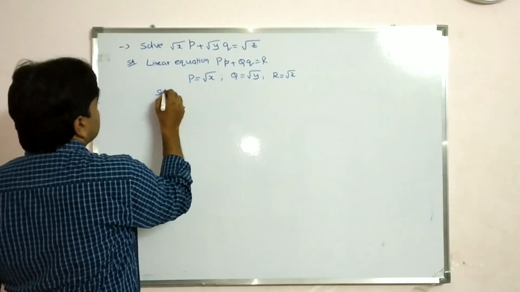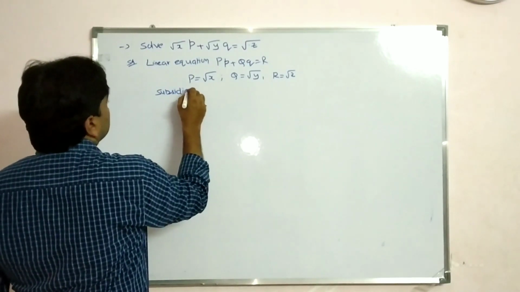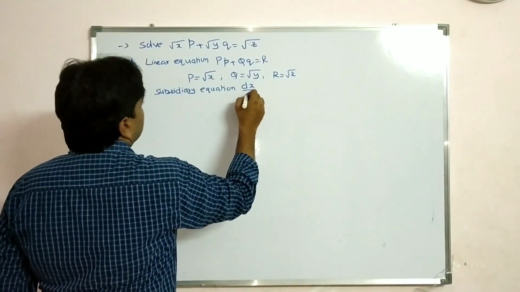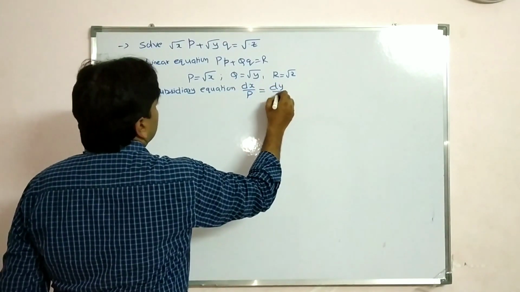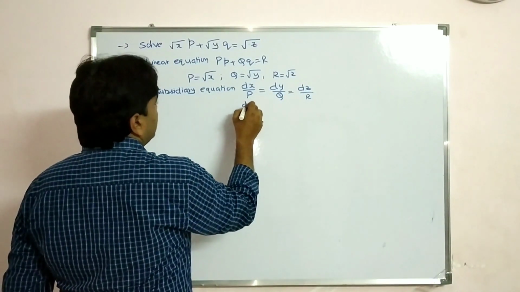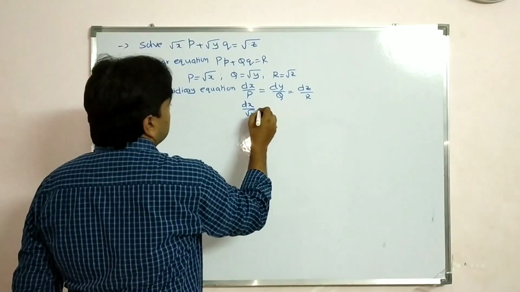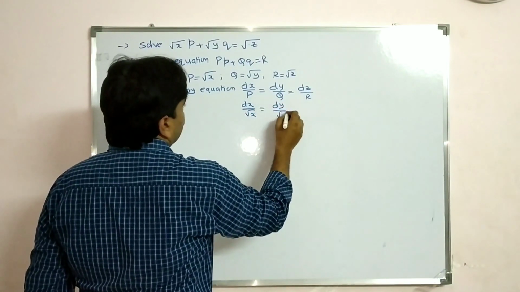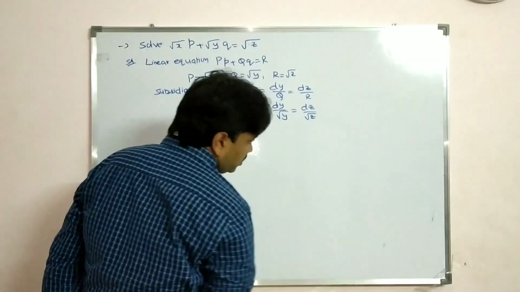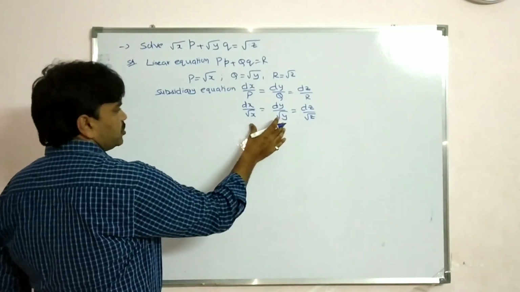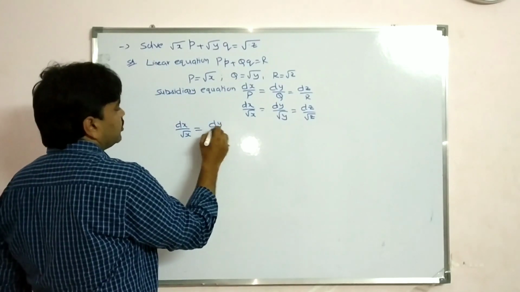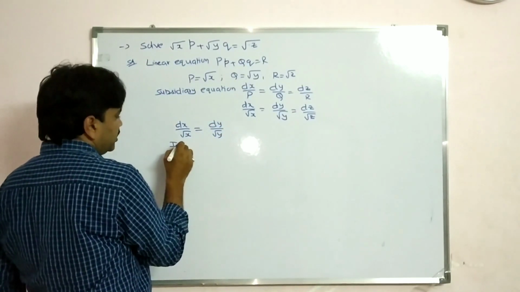Now the subsidiary equation: dx by p is equal to dy by q is equal to dz by r. Now dx by p is root x, that is equal to dy by q, root y, that is equal to dz by r, means it is root z. Now take any two equations. I want to take the first two equations, students. So dx by root x is equal to dy by root y. Simply integrating on both sides.